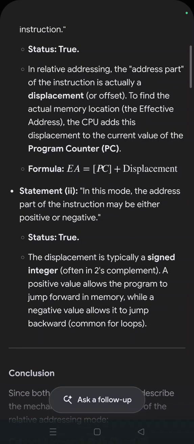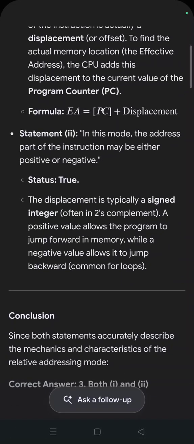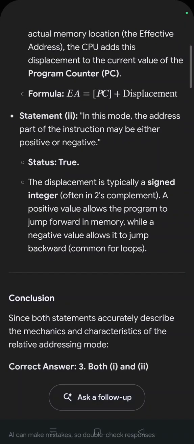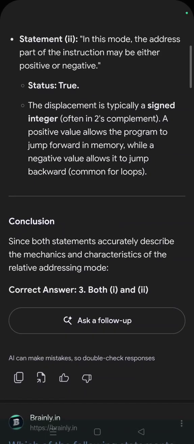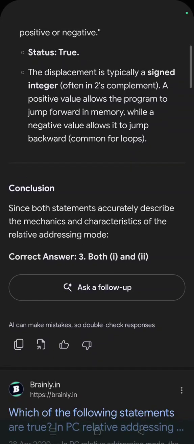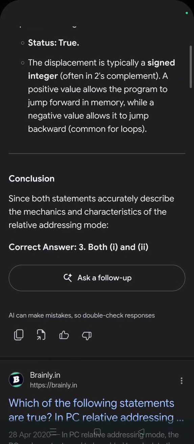Statement 2: in this mode, the address part of the instruction may be either positive or negative. Status: true. The displacement is typically a signed integer, often in 2's complement. A positive value allows the program to jump forward in memory, while a negative value allows it to jump backward, common for loops. So the conclusion is both statements are correct.